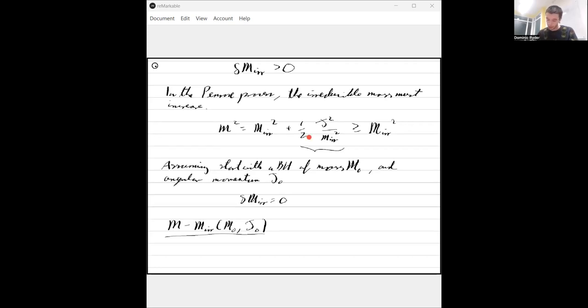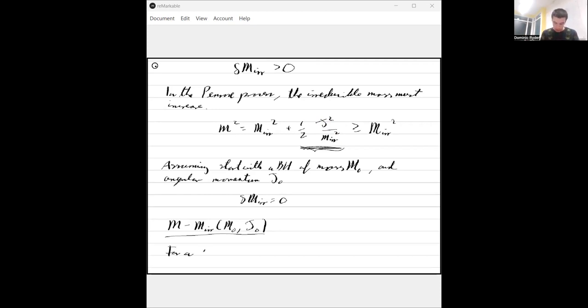Because when the angular momentum is 0, you can see from this equation up here, the mass is just the irreducible mass, and we've reached our limit, and the ergo region has vanished. So we extract this amount of energy, and then we've taken away all of the energy we can by the Penrose process.